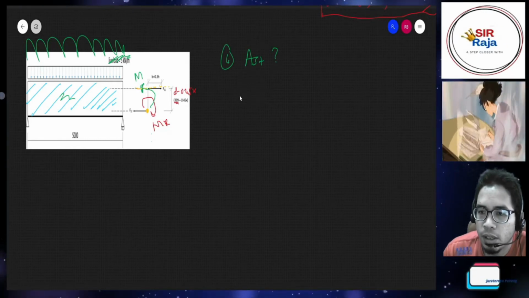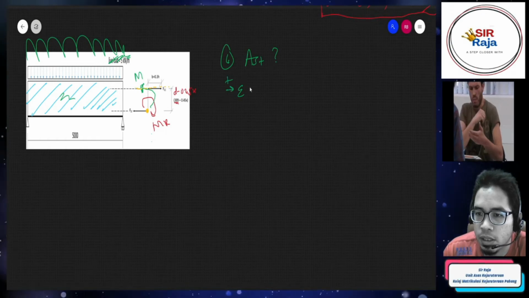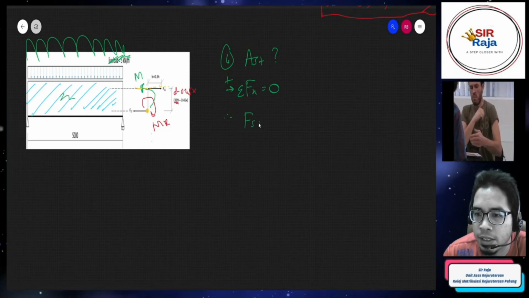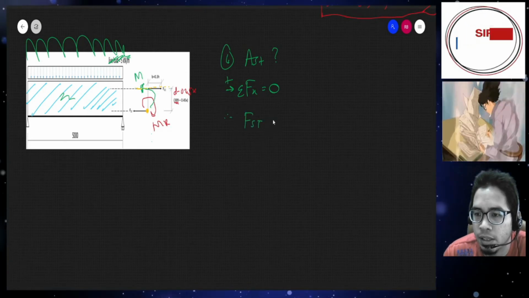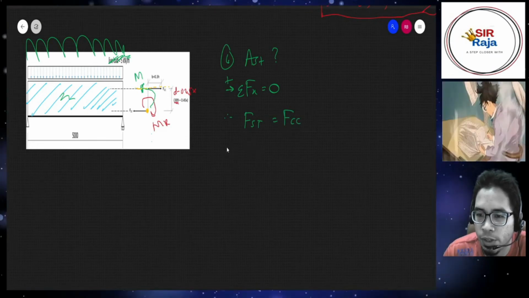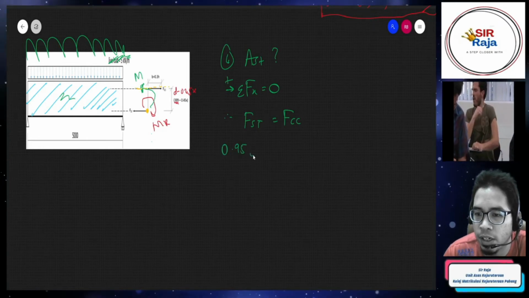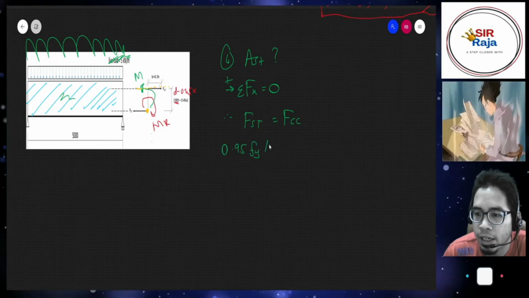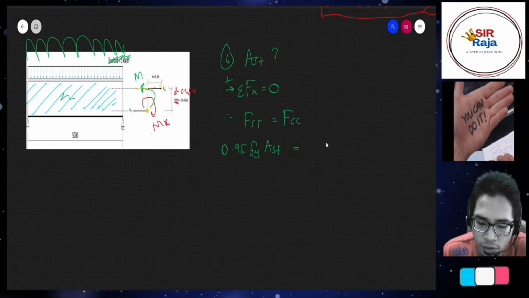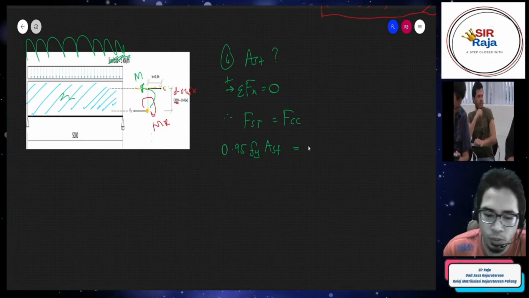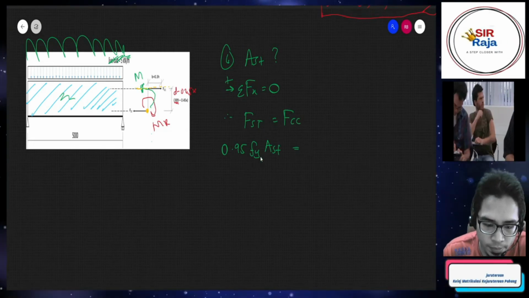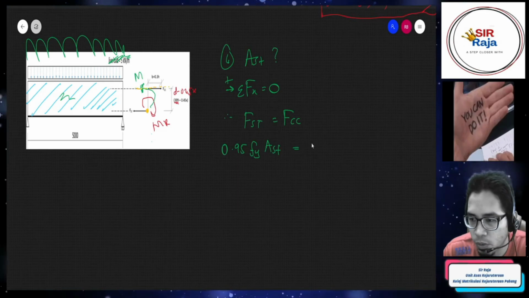So here we can use this Fx equal to 0. Therefore, FST will be equal to FCC. So what is FST? FST is 0.95 Fy, area of steel under tension, should be equal to FCC. If you still remember, last time we got FCC is equal to... if you want we can just put it back.